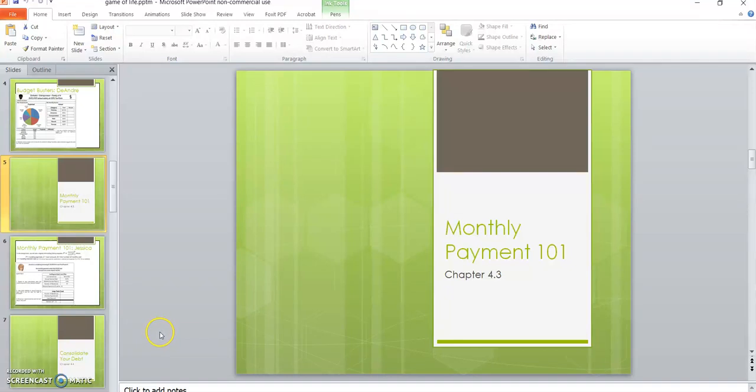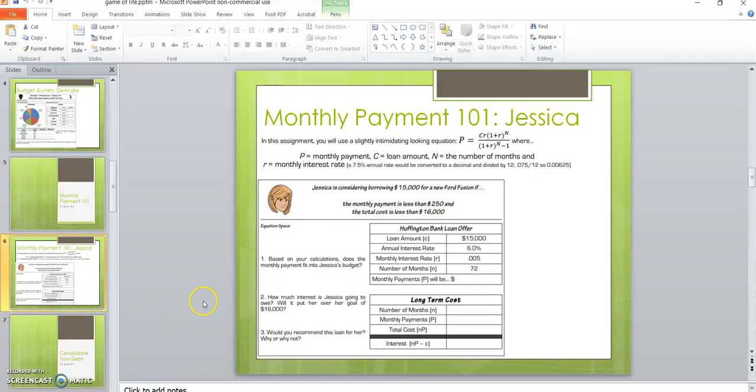Alright, so this lesson is on the Monthly Payment 101, and this is chapter 4.3. In this lesson, we're going to be looking at this character profile, Jessica. Jessica is considering borrowing $15,000 for a new Ford Fusion if the monthly payment is less than $250 and the total cost is less than $16,000.